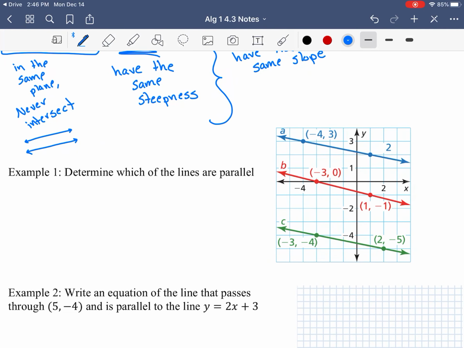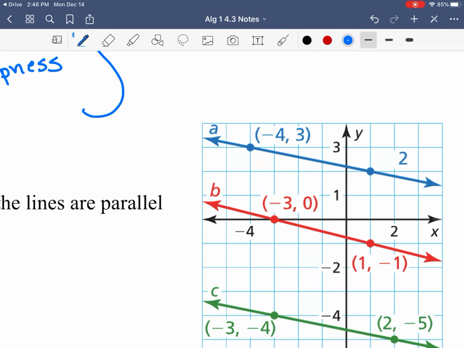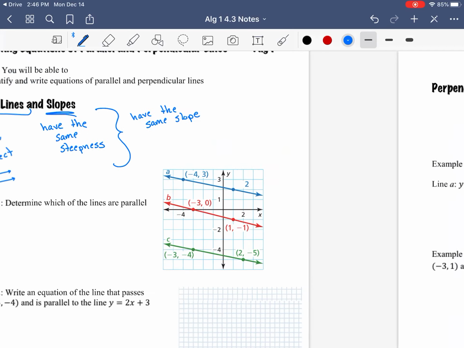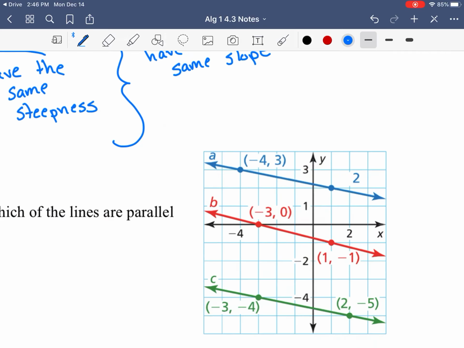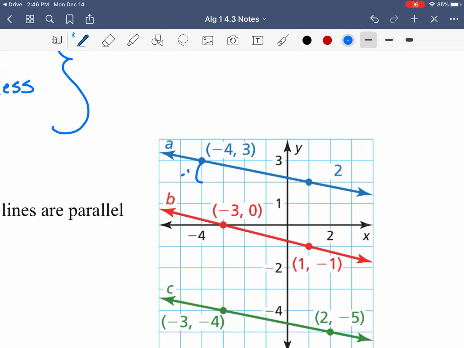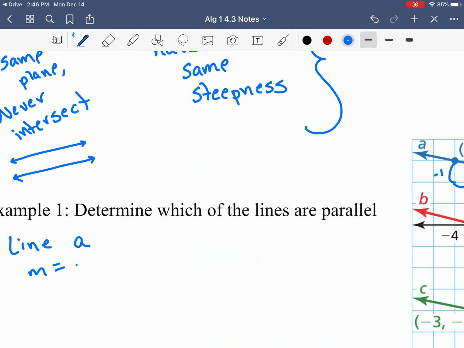So here, we're given three lines. We've got the blue line, line A, the red line, line B, and then the green line, line C. It says determine which of the lines are parallel. So to determine parallelness, I'm going to find the slope. So for line A, in my notes I'm going to write down, we're going to look at the slope. The slope is, and I'm just going to count. So down 1 over 1, 2, 3, 4, 5, over 5. So rise over run, that would be negative 1 over 5 for line A.